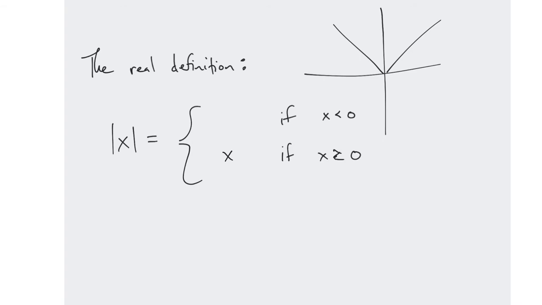The part on the left side is a line with slope -1, so what's that going to be? You just shout it out. -x, I think, is what they said. Yeah, this is it. This is the true definition of the absolute value.